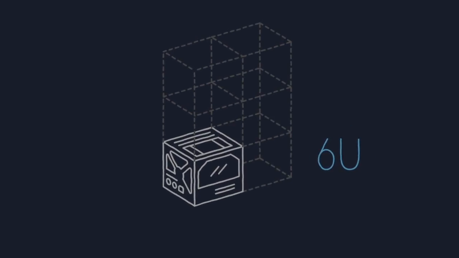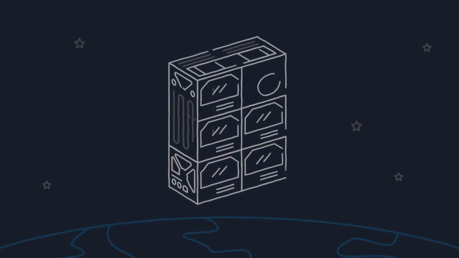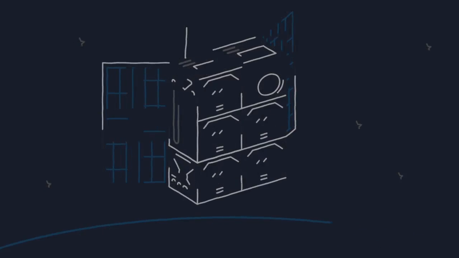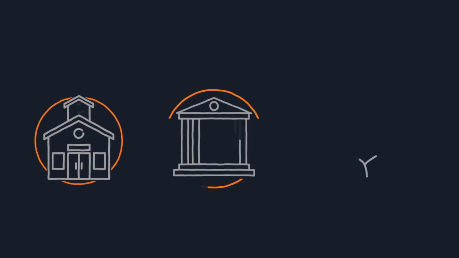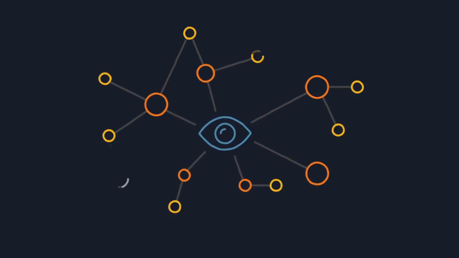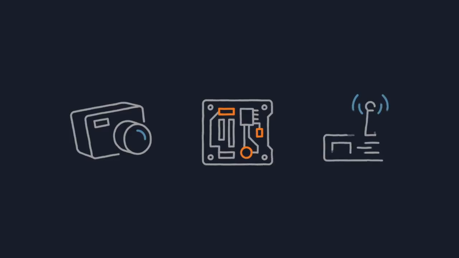Once in space, CubeSats can open up all kinds of tools: solar panels for power, communications antennas, telescopes, and more. CubeSats are great because they let schools, universities, and other teams launch their very own missions, and who knows what they'll discover.